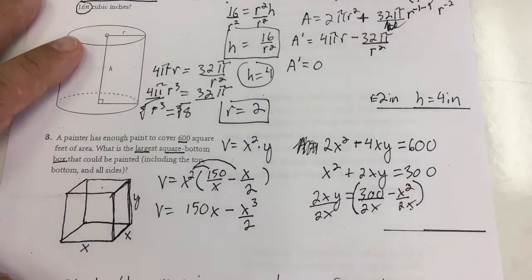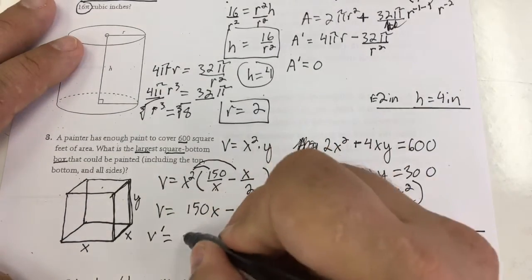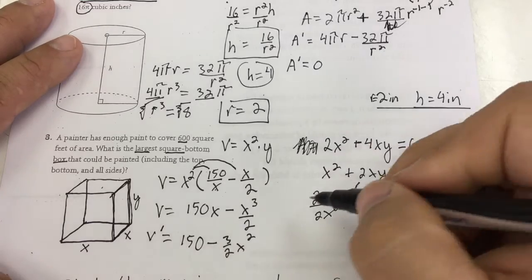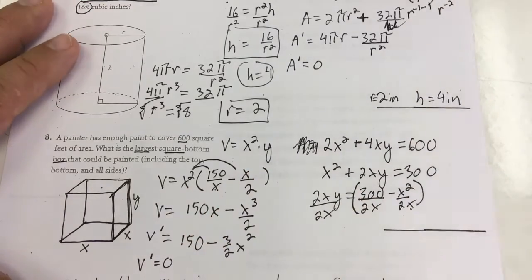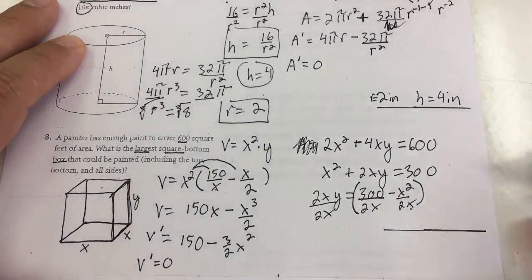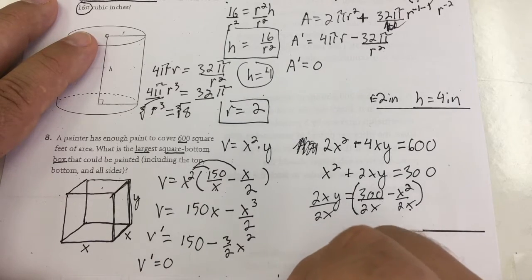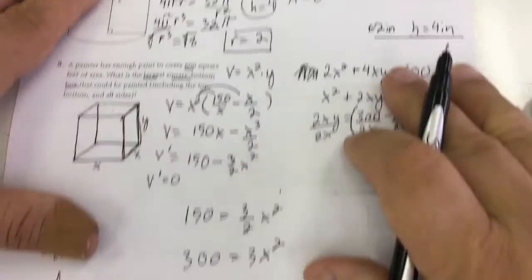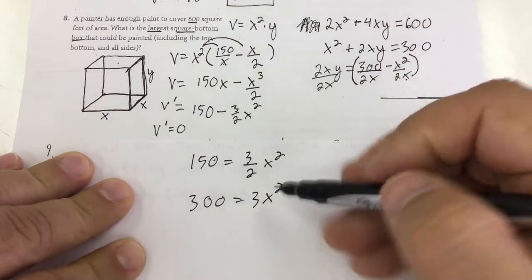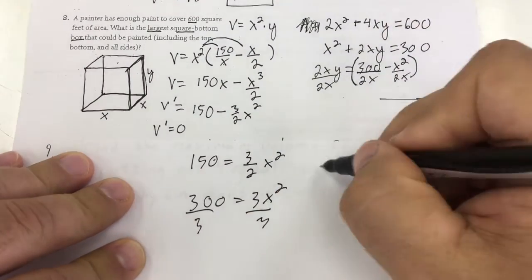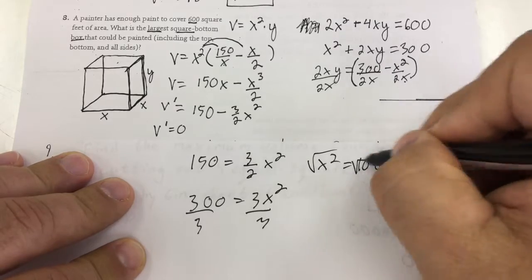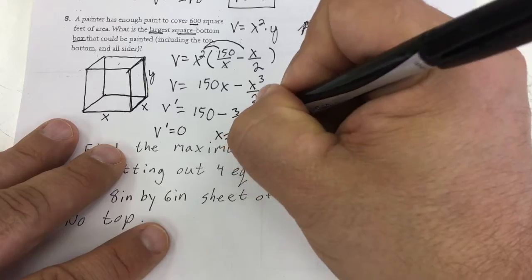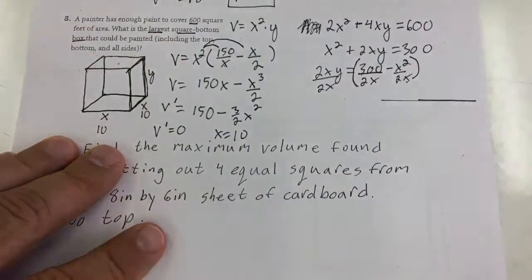And what I would like to do now is take the derivative. So I'm going to pop the derivative, and that's going to give me 150 minus 3 over 2 x squared. I'm going to set the derivative equal to 0, and this is going to give me 150 equals 3 halves x squared. Multiply both sides by 2, that gives me 300 equals 3x squared. Sorry. Divide both sides by 3. This is going to give me x squared equals 100. When I square root both sides, I'm just going to deal with the positive solution. So from this, I get x equals 10. So this base is 10, and this base is 10. And this is square feet.